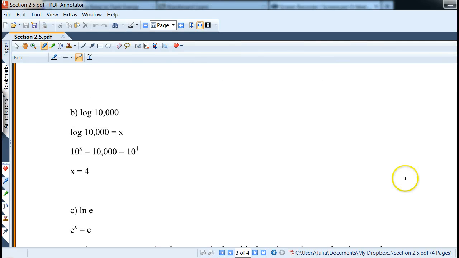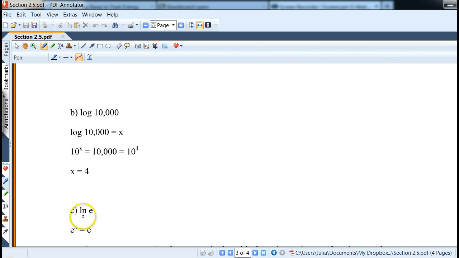Okay, what about log of 10,000? Remember, if we don't see the base, that actually means 10. So 10 to which power is equal to 10,000. Easy way to figure this out, if you count the zeros, you'll notice it's a power of 4. Well, you still need to figure this out. So again, I set it up as x, I show it as 10 to the 4th power, so it's 4. Or you can just do it by looking at it.